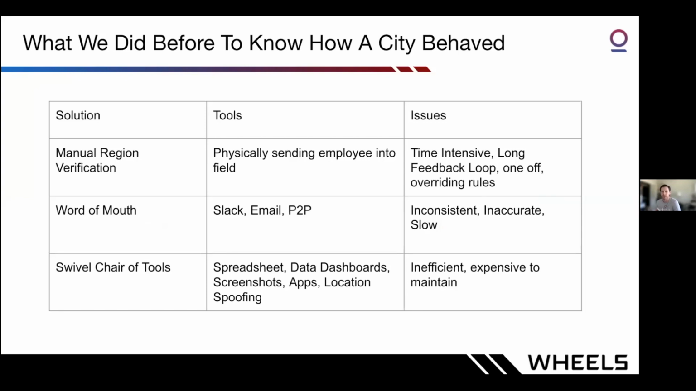Word of mouth. Like I said, these rules are dynamic. So somebody might change things, and then it becomes a Slack, an email, a person-to-person conversation. So that becomes inconsistent. Information isn't shared readily. And then finally, it's the swivel chair of tools that we call it, where we're looking at spreadsheets, we're looking at data dashboards, screenshots of what a city might look like in Orlando when I'm in LA, location spoofing, just all these kind of workarounds to really try and simulate what would it be like if I was in a specific location.